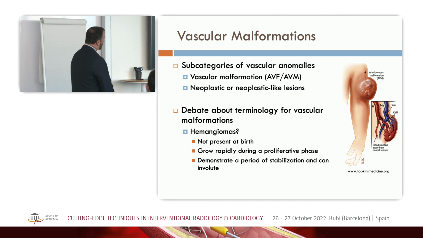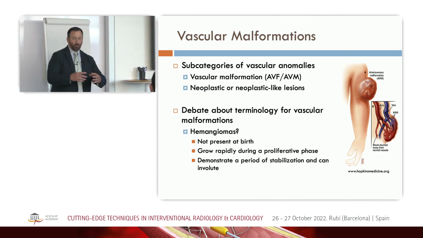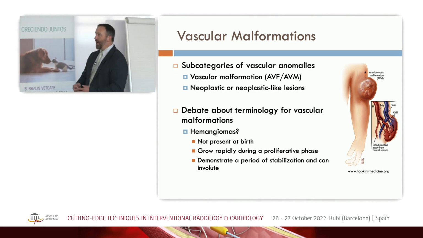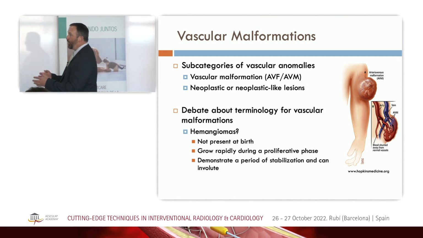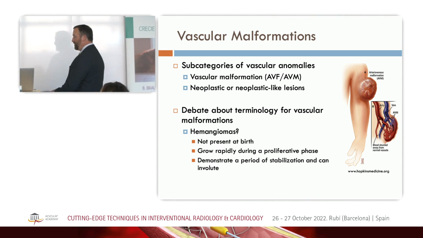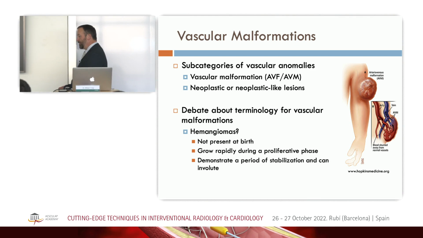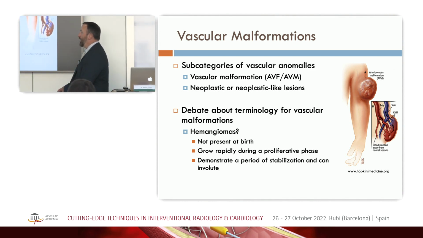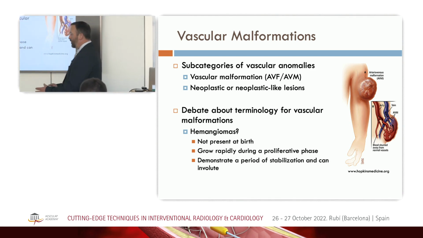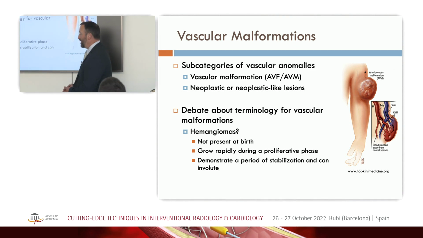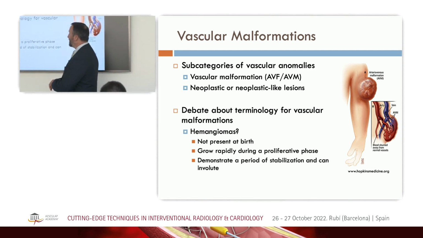And so vascular anomalies, that global term that's out there to describe these, includes both these vascular malformations where an artery connects to a vein either as a single unit or as multiple branching vessels, but also includes these neoplastic or neoplastic-like lesions.